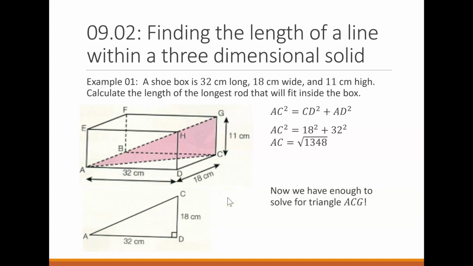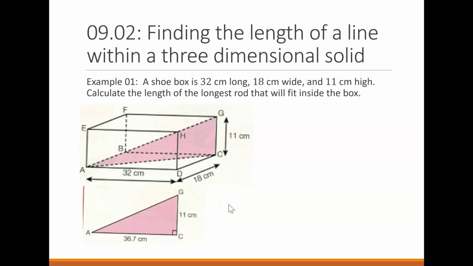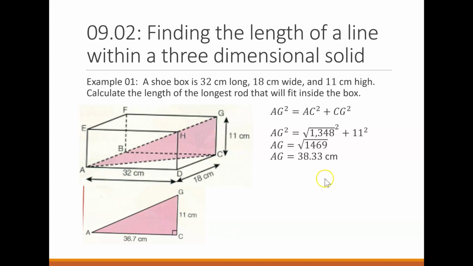Now I have enough to solve for that triangle ACG. So 36.7 was just the decimal approximation for that square root of 1348. Yeah, 1348. So now I can do the Pythagorean theorem again to solve for AG. And I get square root of 1469, or about 38.33.